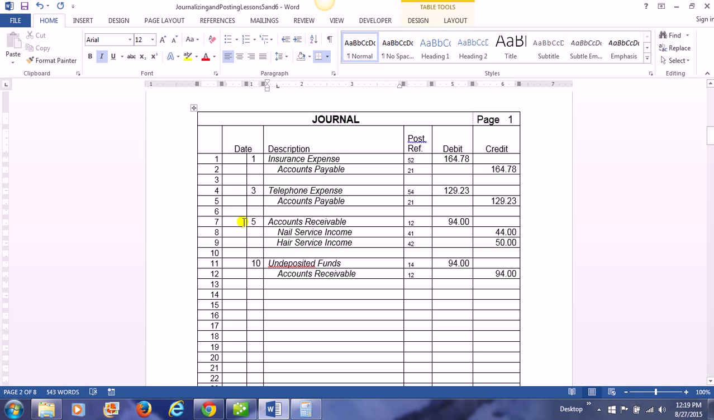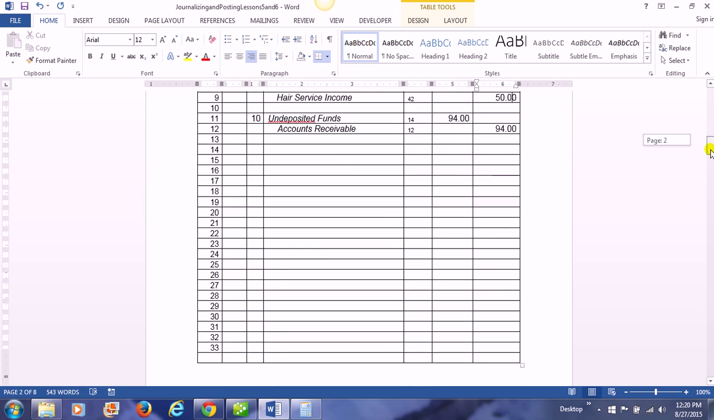And let's look at this one on the 5th. Accounts receivable is being debited for $94 and two different income accounts are being credited for $44 and $50. So that means a customer has received services on account and they have not paid us yet. So let's go and look at that posted.